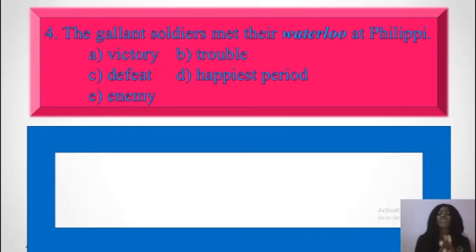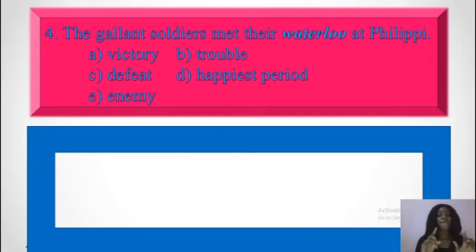Now, the gallant soldiers, it means the soldiers were gallant. They are up and doing. They are strong. They have been fighting and they've been winning. But they met their Waterloo. Does that ring a bell? I think that actually portrays negativity. They are gallant, or they were gallant, whichever, but they met their Waterloo. So that portrays negativity. Let's look at the options we have.